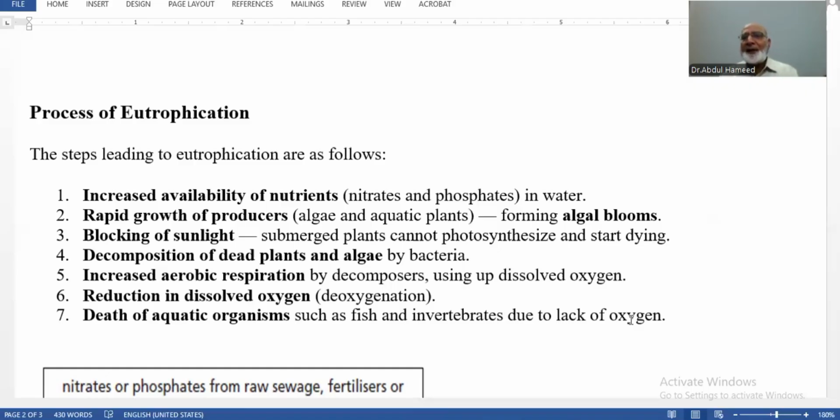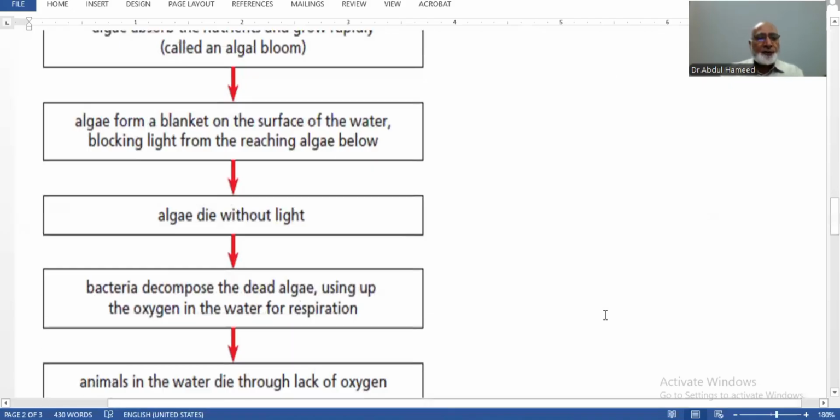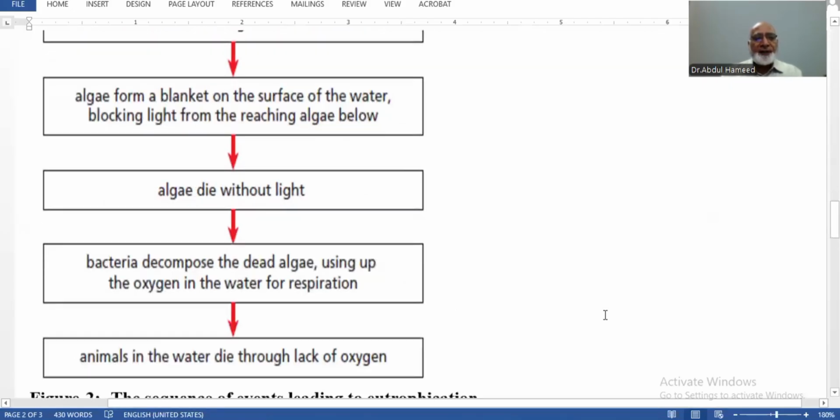So this is the ultimate response. Otherwise, when we go for the etiology of eutrophication, eutrophication looks like the perfect nutrients availability. Perfect nutrients availability to the algae will cause the ultimate death of aquatic organisms, and that will be harmful to the fish and invertebrates present in that water body. So there is a process, the sequence of events leading to eutrophication.